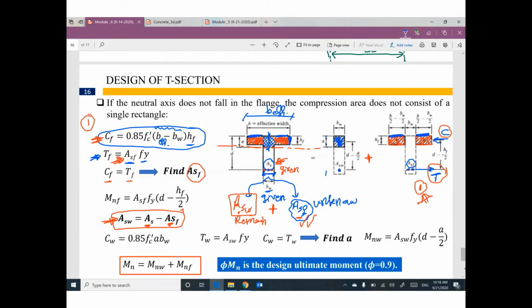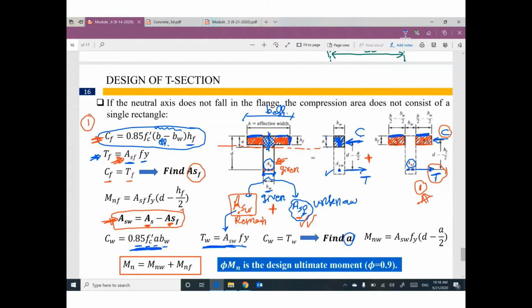So we have tension and we have compression. This compression equals 0.85 f'c a b web. This tension force equals the area of steel web, the remaining area of steel, times f yield. Both of them are equal, so I can figure out the value of a.